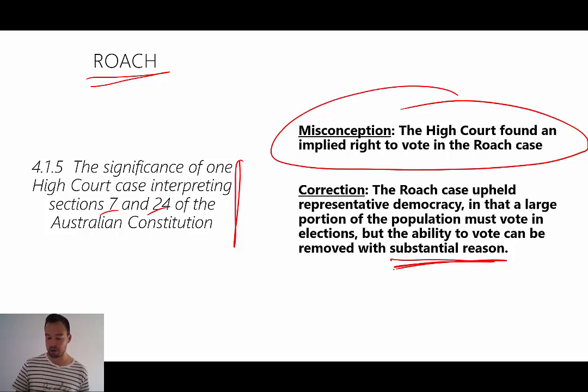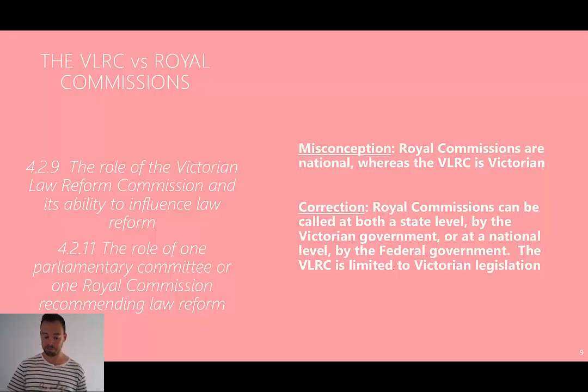So it's very important to understand that Roach upholds representative democracy. Most of the population have to vote because it says in section 7 and 24 that politicians are chosen directly by the people, but you don't have the right to vote. Important to not say that because it is just wrong.